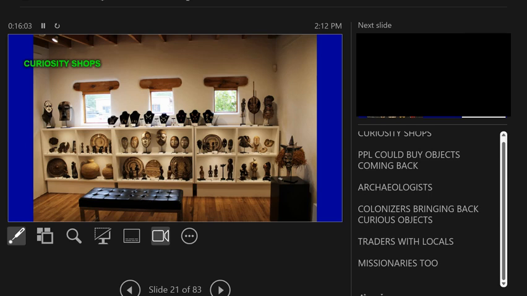So somebody is just walking by, sees some interesting things in a window, and comes in and may buy something, or just kind of look around. And this is the same with Japan. These Japanese objects, these African objects, were very different to the Europeans at this time.